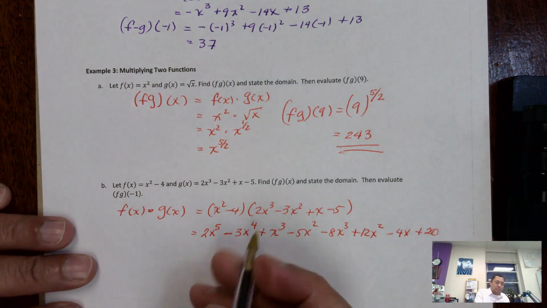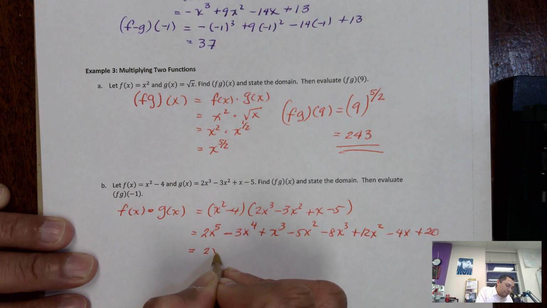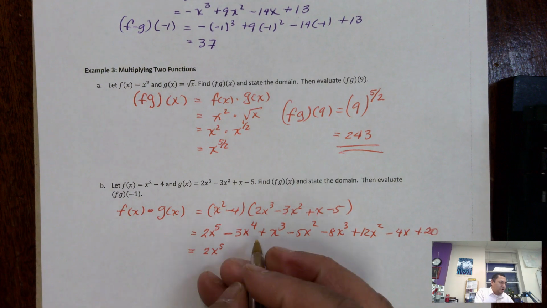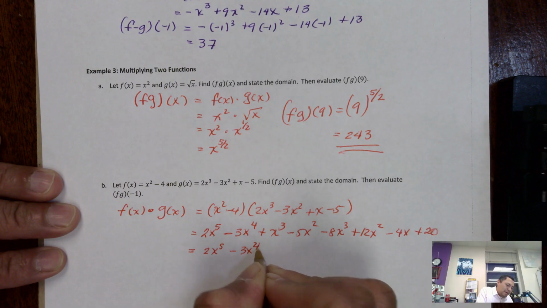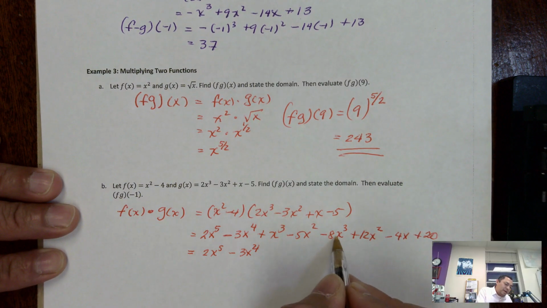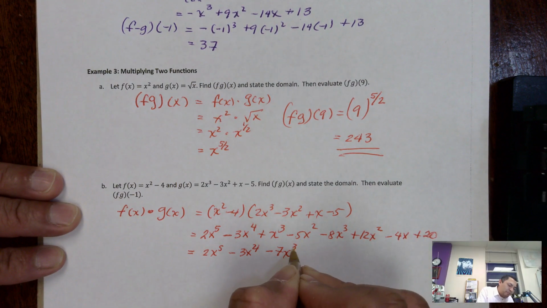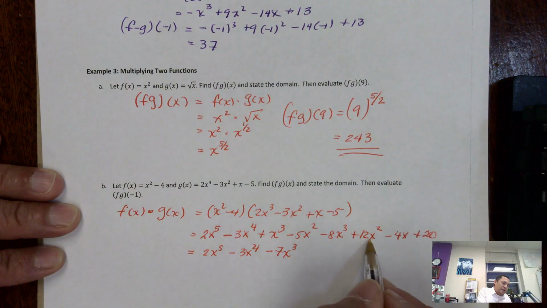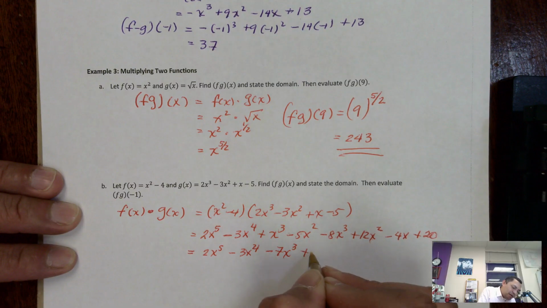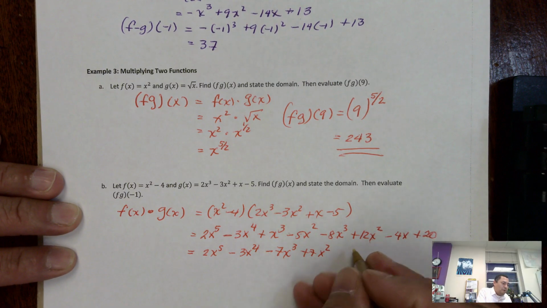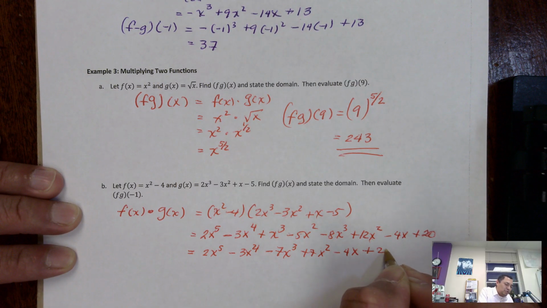Let's combine like terms. So this is equal to 2x to the 5th power, and then minus 3x to the 4th. Then I have x cubed minus 8x cubed, so it's minus 7x to the 3rd power. I have x squared, negative 5 plus 12, which in this case is 7x to the 2nd power, minus 4x plus 20.